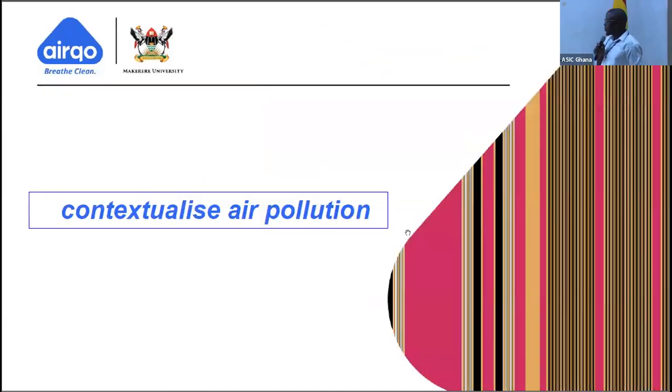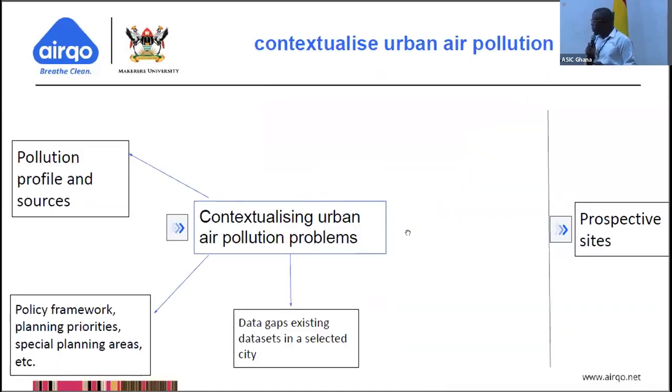So contextualizing air pollution, as we go to the next slide. All right, so in this, I look at the pollution profile, like I mentioned. What are the policy frameworks? Because different cities or different countries have their own planning priorities. There are some areas that take precedence over the others. So you can't just bundle every city. You have to know exactly what to expect. Then what are the existing gaps in data?